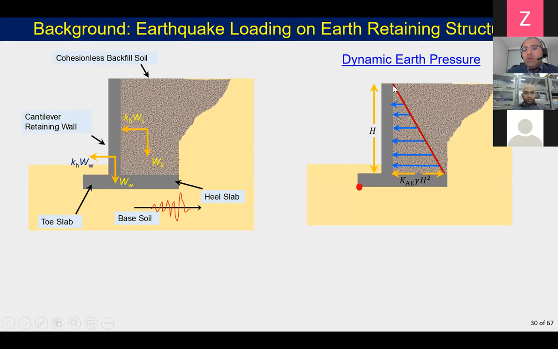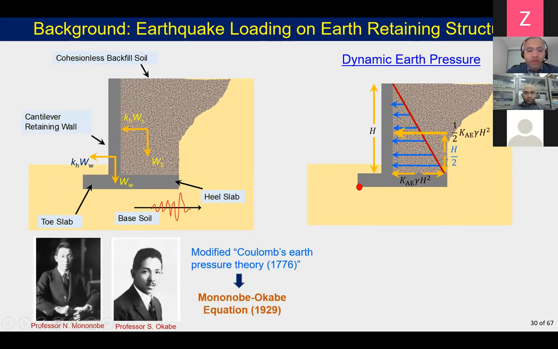This should not be idealized as a triangular case, but because we don't have many guidelines available on what the shape of this dynamic pressure could be, people started utilizing the old theory which came from two great people from Japan, Mononobe and Okabe, and they came up with this theory, called the Mononobe Okabe theory. The equation was proposed in 1929. It is a modified version of the Coulomb theory, and you can get additional increased earth pressure. Then you assume it as a static triangular variation of the pressure, which acts at a height of 1/2 of the wall height, and then get the new factor of safety for overturning and sliding.